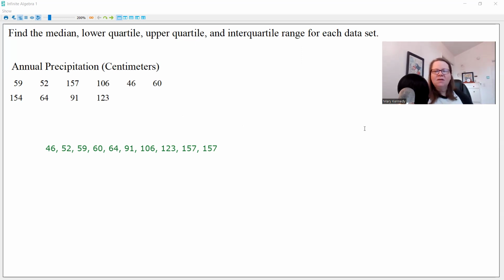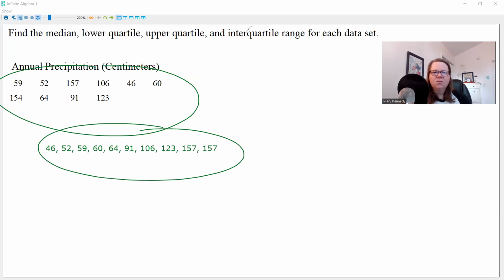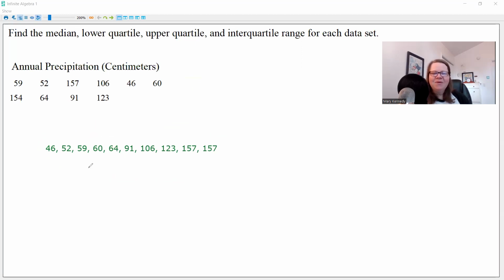It's always a good plan to count and see how many there were, how many pieces of data. There were 10 up here, and there are 10 here. So we should be good to go. All right, we put them in order.